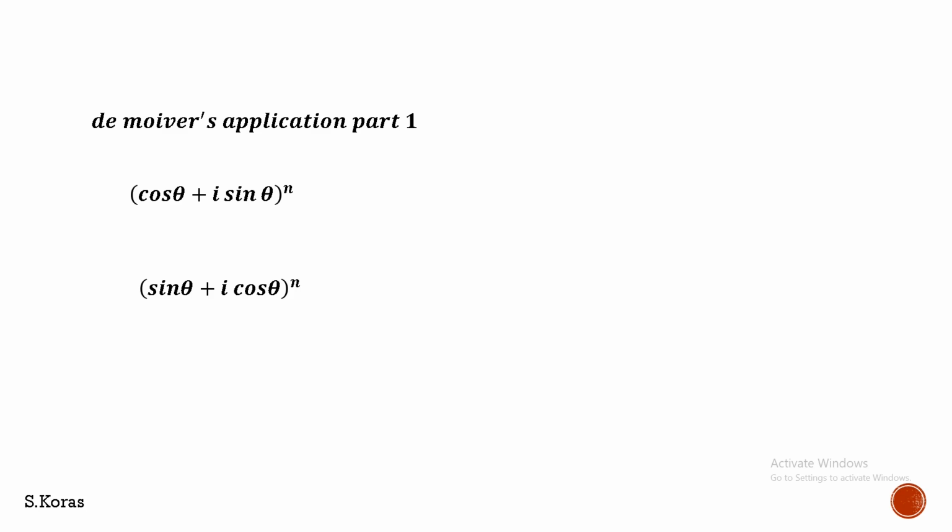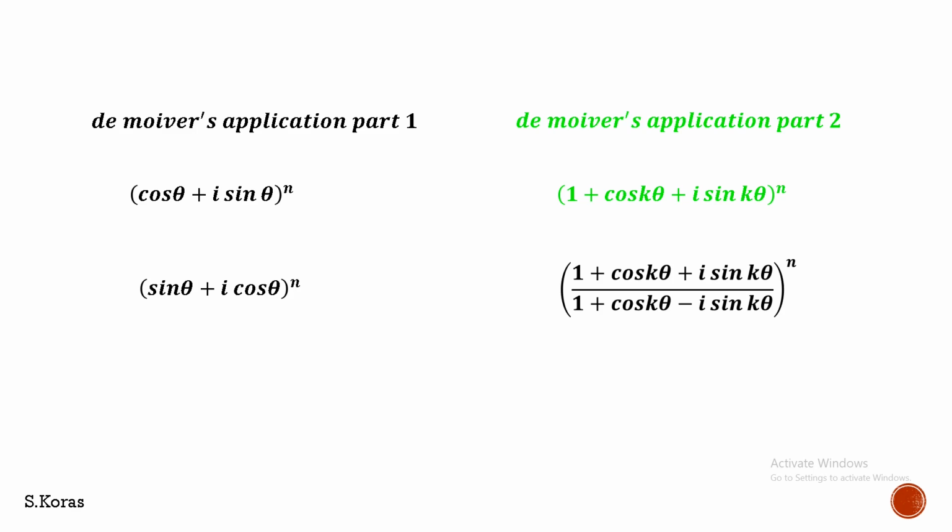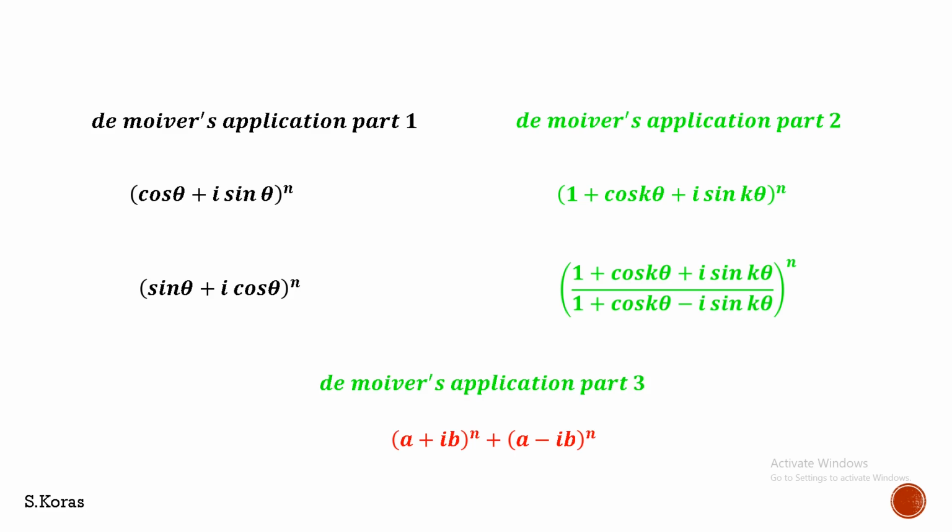In part 2 we are going to discuss (1 plus cos k theta plus i sin k theta) whole power n type problems, and (1 plus cos k theta plus i sin k theta) divided by (1 plus cos k theta minus i sin k theta) whole power n type problems. And in part 3 we are going to discuss the simplification of (a plus ib) whole power n plus (a minus ib) whole power n type problems. This is what we are going to see in the application of de Moivre's theorem.